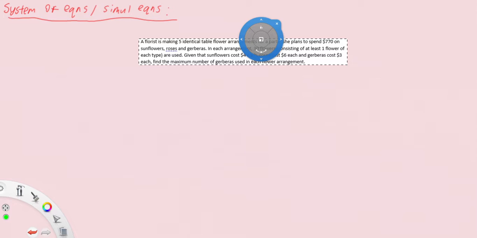Hey everyone, let's start this video with another example. A florist is making 5 identical table flower arrangements for a party. She plans to spend $770 on 3 types of flowers: sunflowers, roses, and gerberas. In each arrangement, 30 flowers are to be used with at least 1 flower of each type. Given that the sunflowers cost $4 each, roses $6 each, and gerberas cost $3 each, find the maximum number of gerberas used in each flower arrangement.